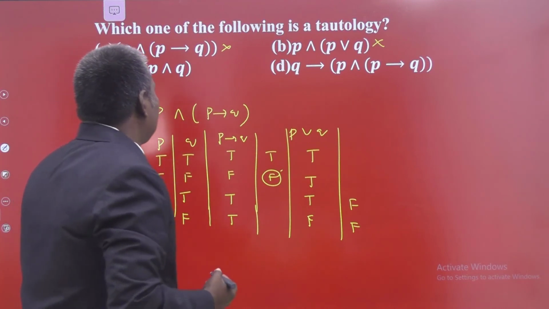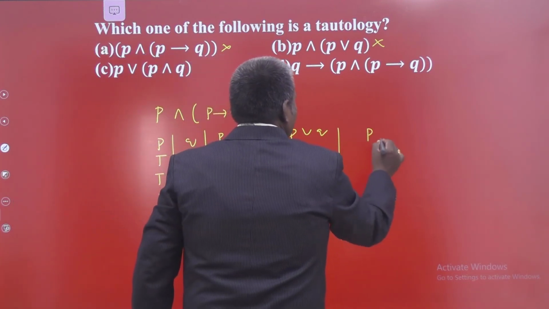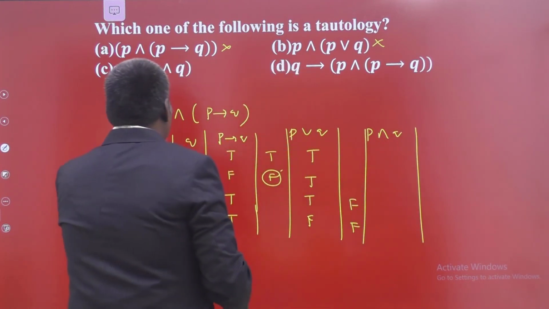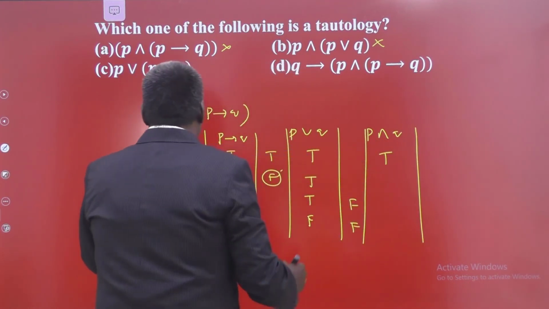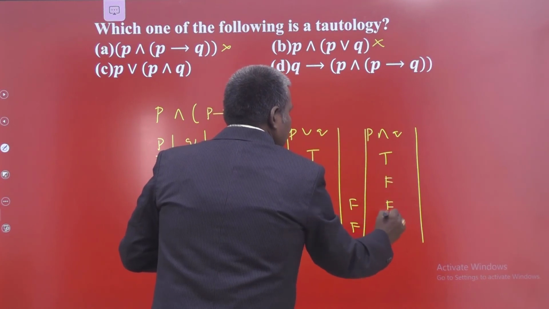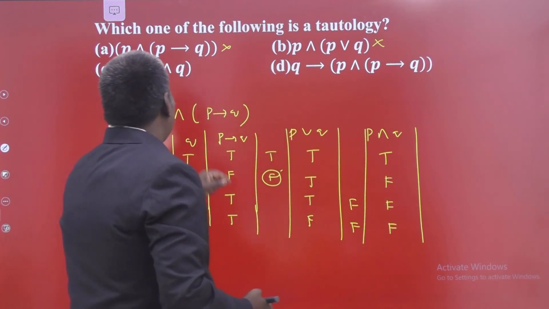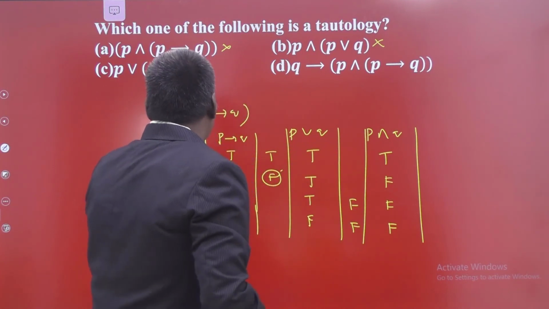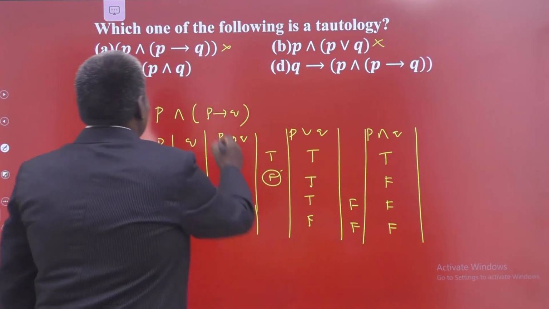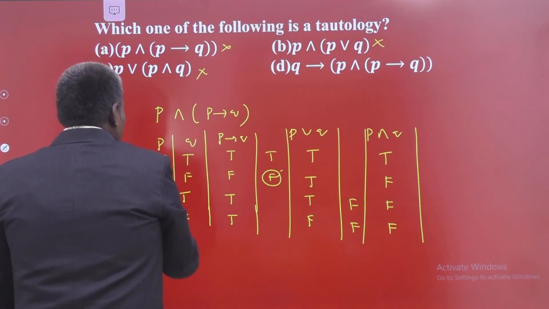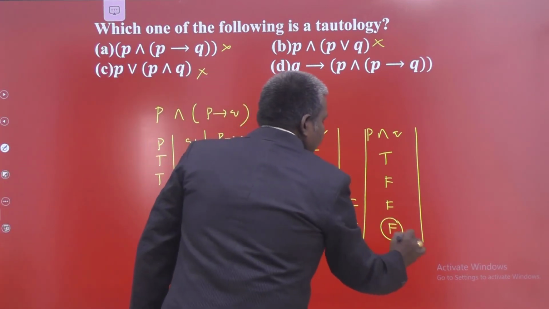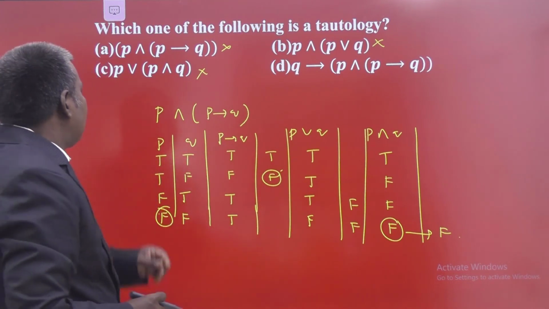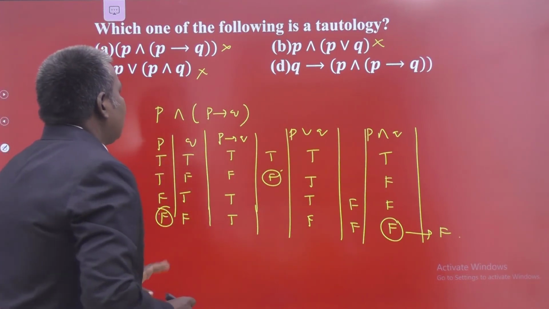P or (P and Q). Let us try to write P and Q here. What is P and Q? True and true is true. False and false is false. Understand? P or, if both are false, you get a false statement. So this is also a wrong statement. If P is false, the output will be false. So that is also wrong. Therefore, this option is also not correct.